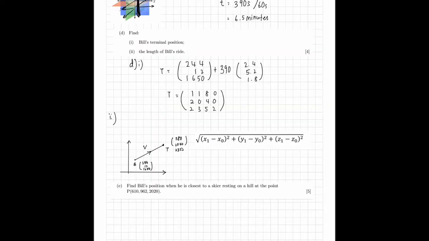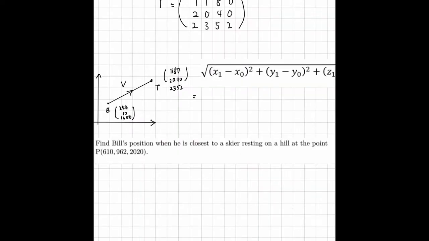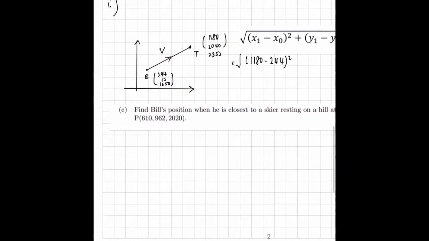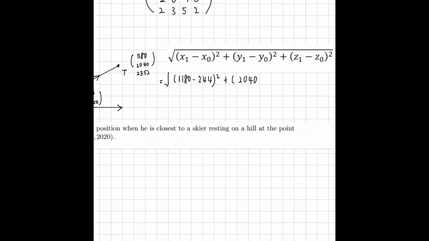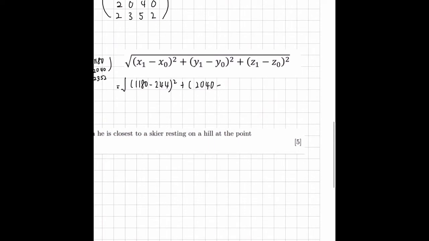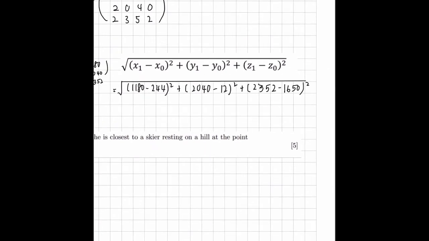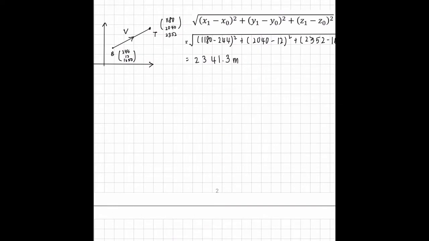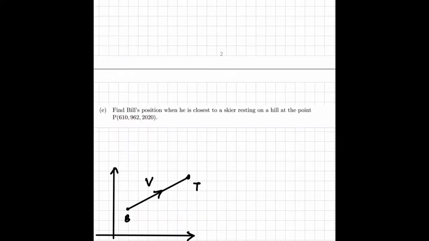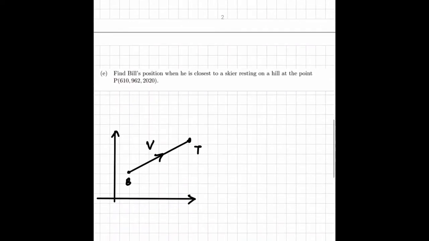Question asks for the length of Bill's ride. For this question, we can use the distance between two points formula, whereby it is the final x value minus the initial x value squared, plus the final y value minus the initial y value squared, plus the final z value minus the initial z value squared. We get 2341.3 meters.